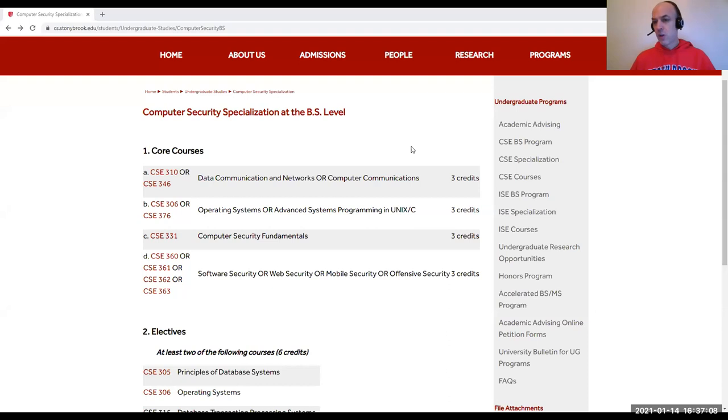But certainly cybersecurity, again, we have a number of security courses in our department, and within the computer science major, we have a computer security specialization.